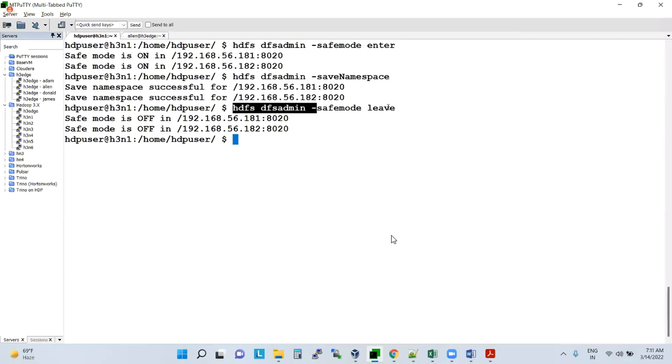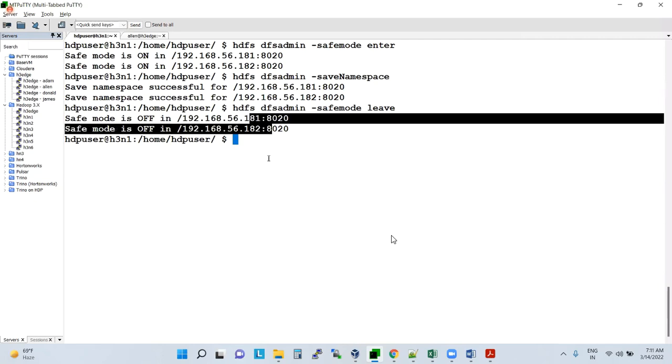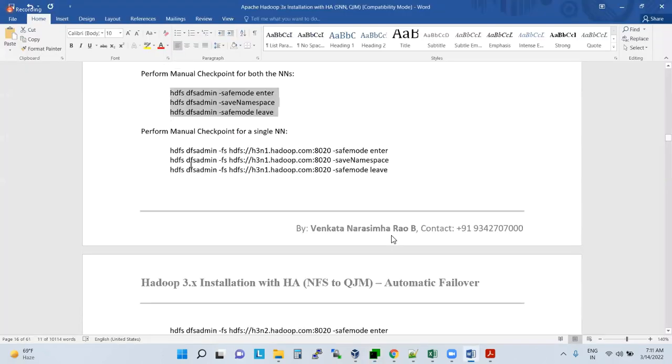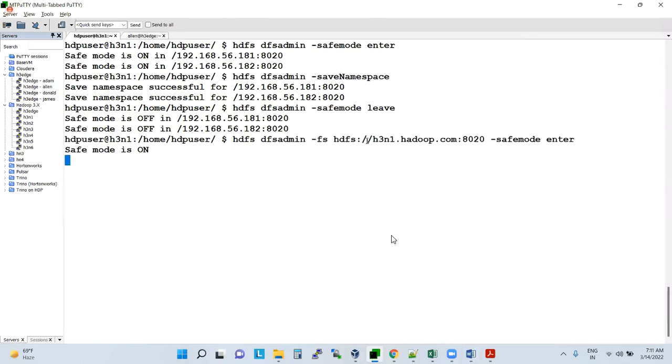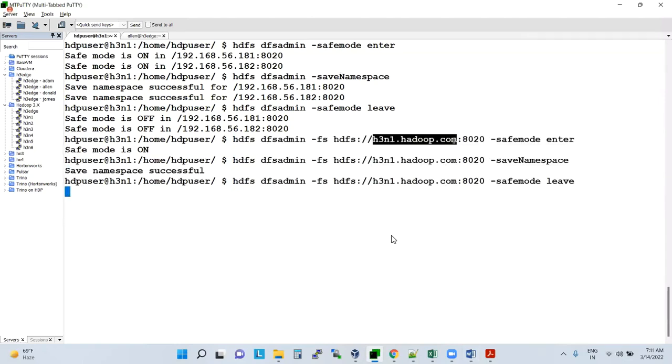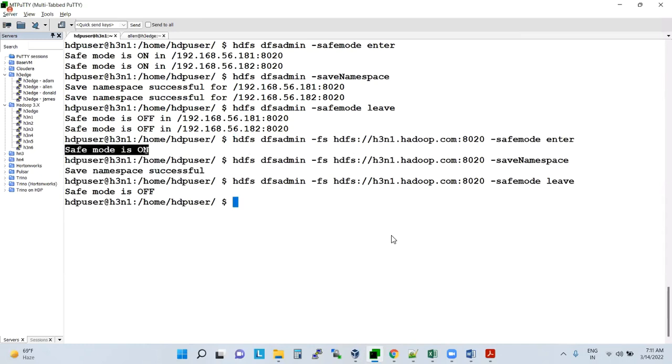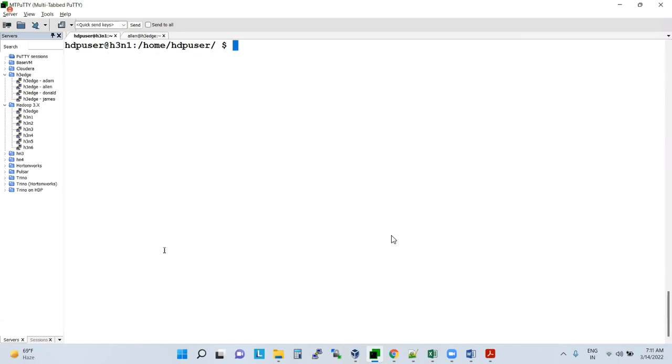Okay, and both name nodes will leave the safe mode. So it means when a checkpoint is happening, it's happening for both. And if you want to perform it for one name node, you can perform a checkpoint for one name node like this. Then it is performing only for that one name node. Safe mode is on. Save namespace is successful. Safe mode is off. So this is how checkpoint will be done.